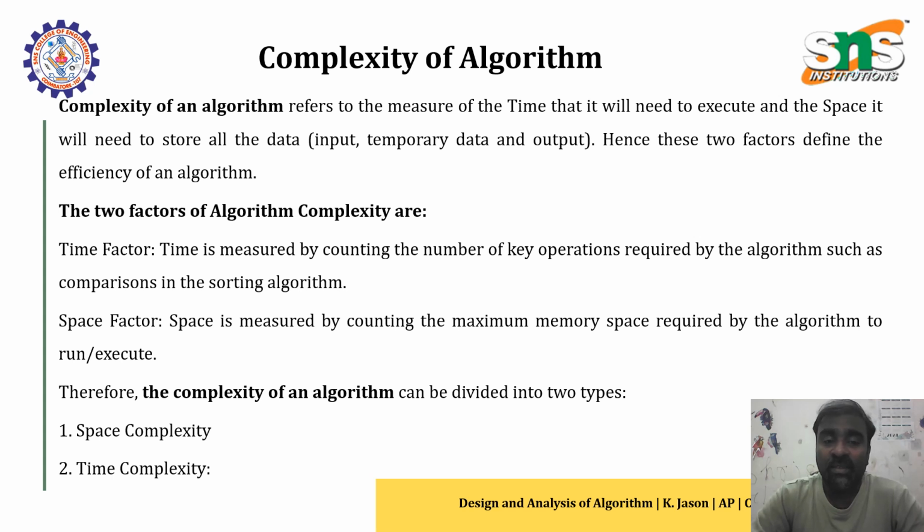So what is the efficiency? How will you find the efficiency based on the complexity of the algorithm? The two factors of algorithm complexity are the time factor as well as the space factor. What is called the time factor? Time is measured by counting the number of key operations required by the algorithm.